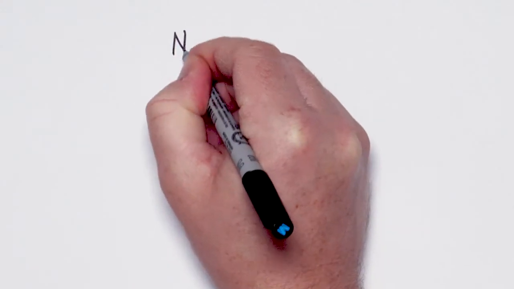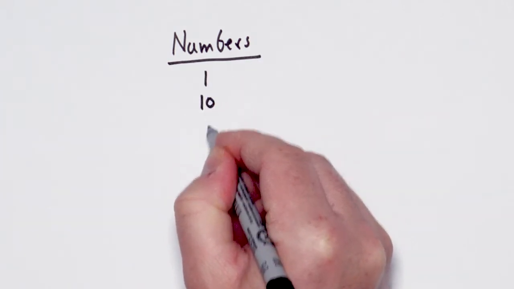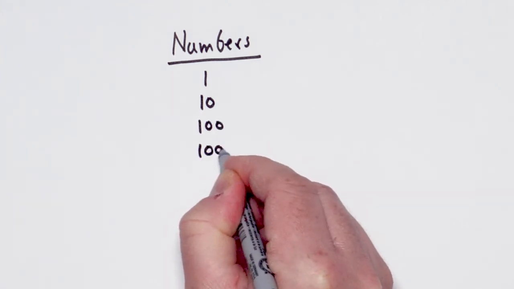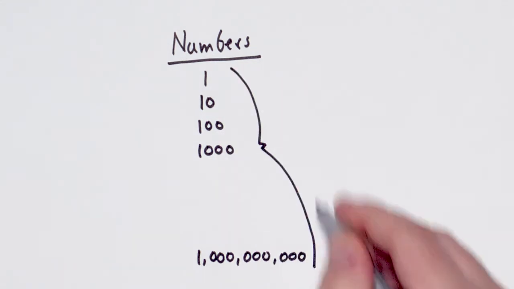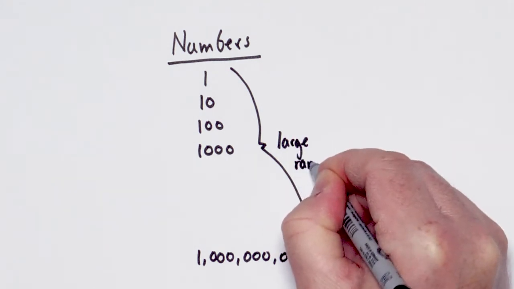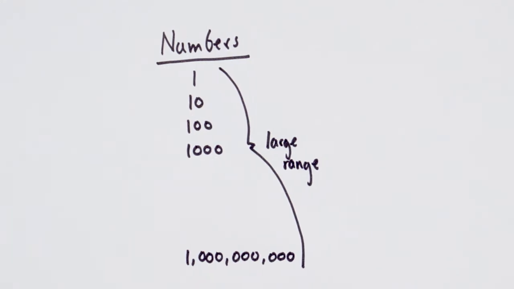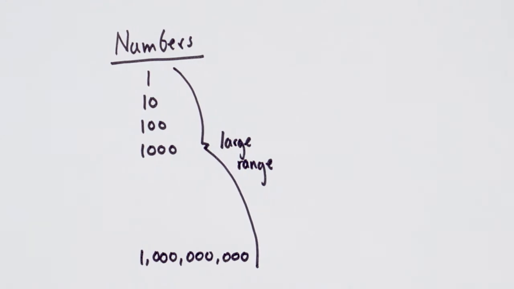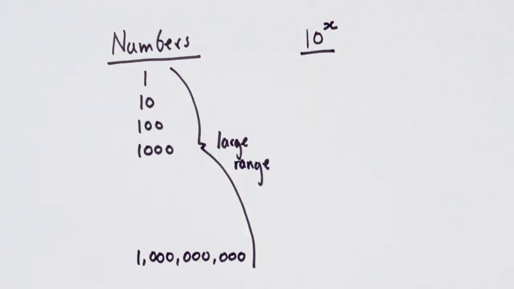Let's look at a large range of numbers, a linear range. We'll start from 1, 10, 100, 1,000, and go right up to 1,000 million. This is a very large range. Too large for many of us to work with. So what logarithms do is say, instead of looking at these numbers in a very, very large range, what if I looked at them in terms of another number? Now, usually what we do is we look at a reference number. We choose 10.